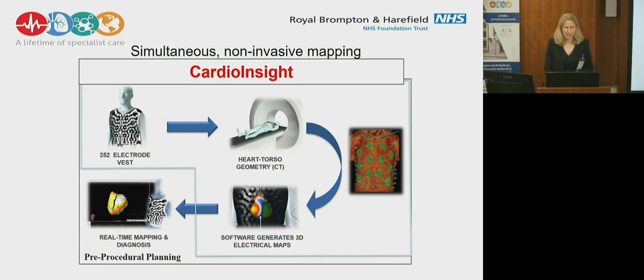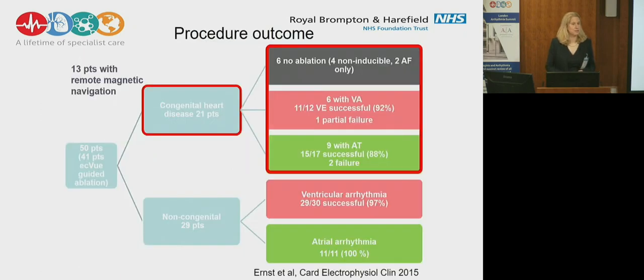So that is very helpful for patients with either very rare arrhythmias or transient arrhythmias that are hemodynamically, for example, not well supported. Now, we had studied, that is some years ago, we had studied at the Brompton 50 patients. Nearly half of them were congenital, and we had actually quite good success.